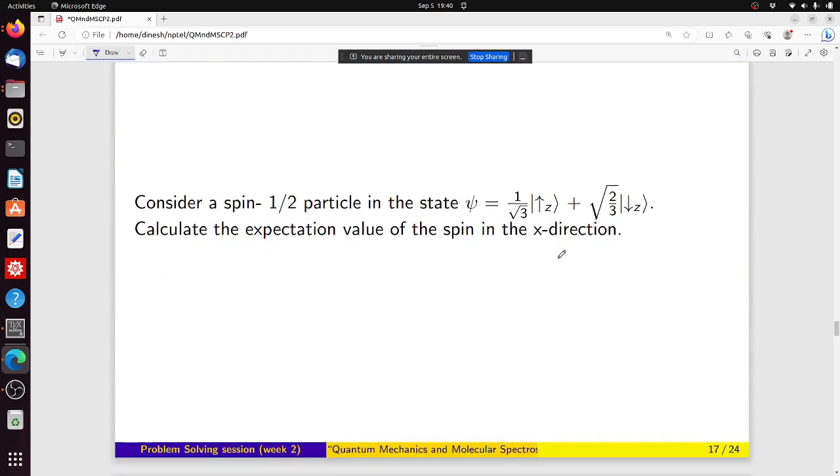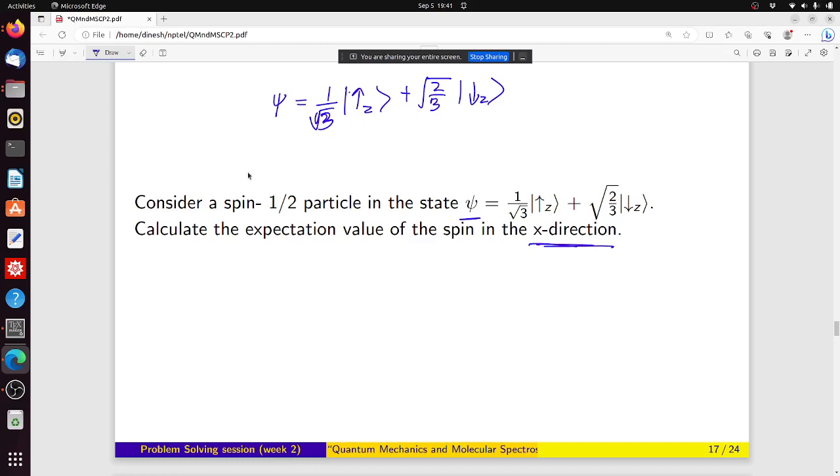Okay, moving on to the next question. Now consider a spin up particle described by this wave function. Then calculate the expectation value of spin in x direction. It's pretty interesting now. The wave function is given in terms of this complete set: root 3 spin up in z direction and spin down also in z direction, right? It forms a complete set.